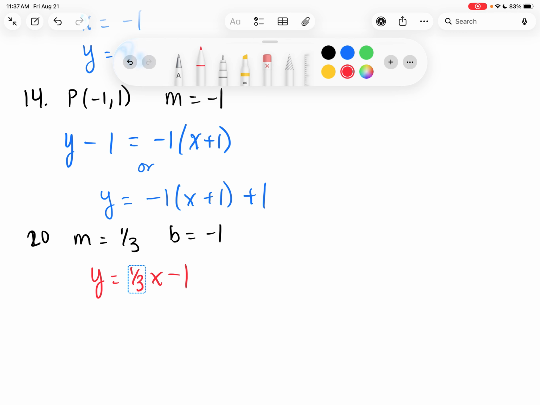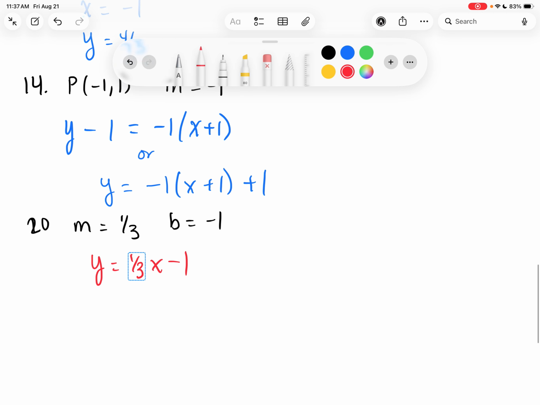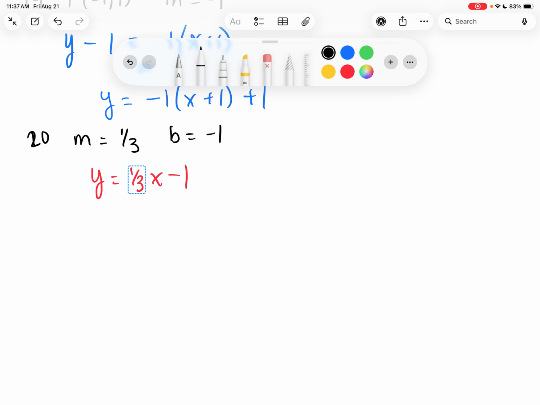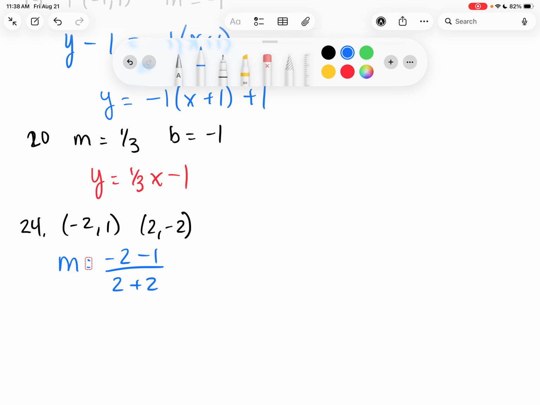Write the general linear equation or standard equation of the line through the 2 points. So this one we actually have to do a little bit more work. Number 24. We've got the point (-2, 1) and the point (2, -2). So I first need to find my slope. I got -2 minus 1 over 2 minus negative 2, so plus 2. So I've got -3/4.